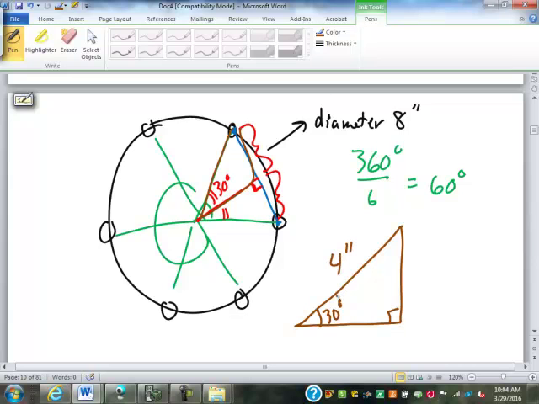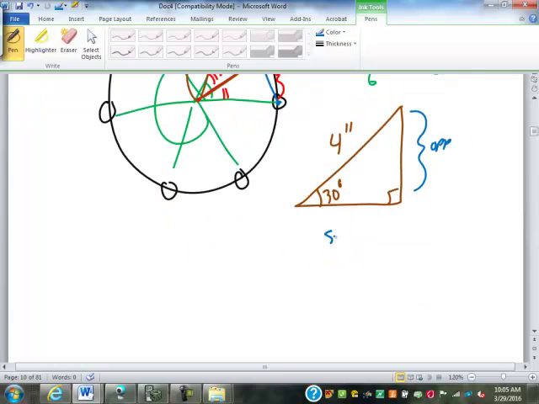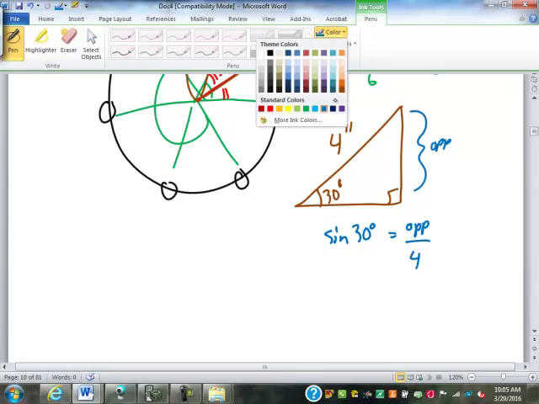I know that's 4 inches. How? Yeah, it's a radius of the circle, half the diameter. So I'm looking for this side, or that's going to lead to what I'm looking for. That's the opposite side, and I have the hypotenuse, which is sine. So sine of 30 degrees equals that opposite side over my hypotenuse of 4.